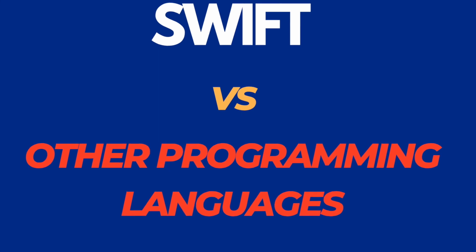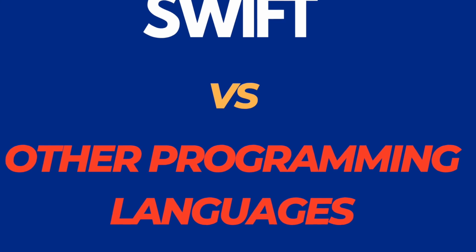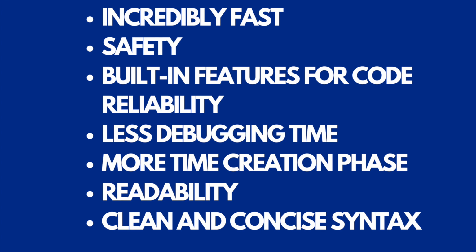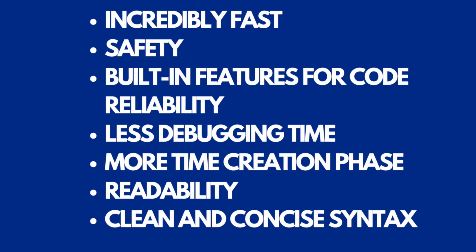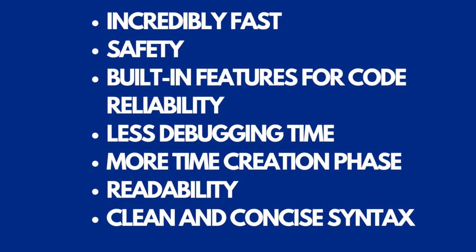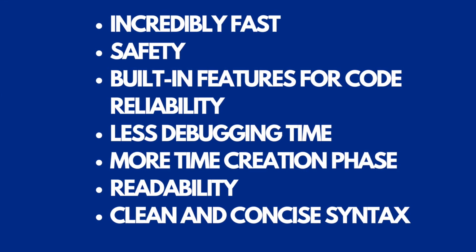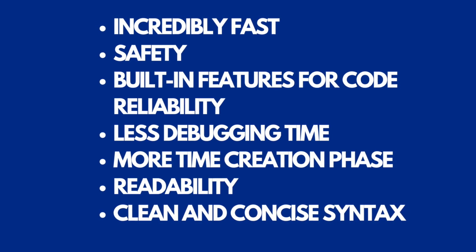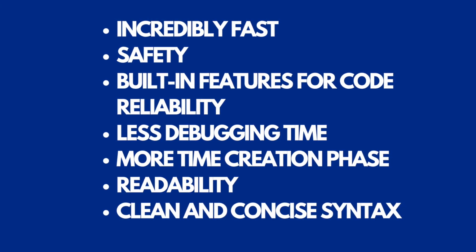Now, you might be wondering why choose Swift over other programming languages? Well, Swift has a lot of advantages over other programming languages. First, Swift is incredibly fast and compiles its code efficiently. Swift compiles down to machine level. That's why it is very fast. Now it has safety. Swift prioritizes code safety, and it also has built-in features to prevent errors and make your code more reliable. This means less debugging time and more time creating your apps.